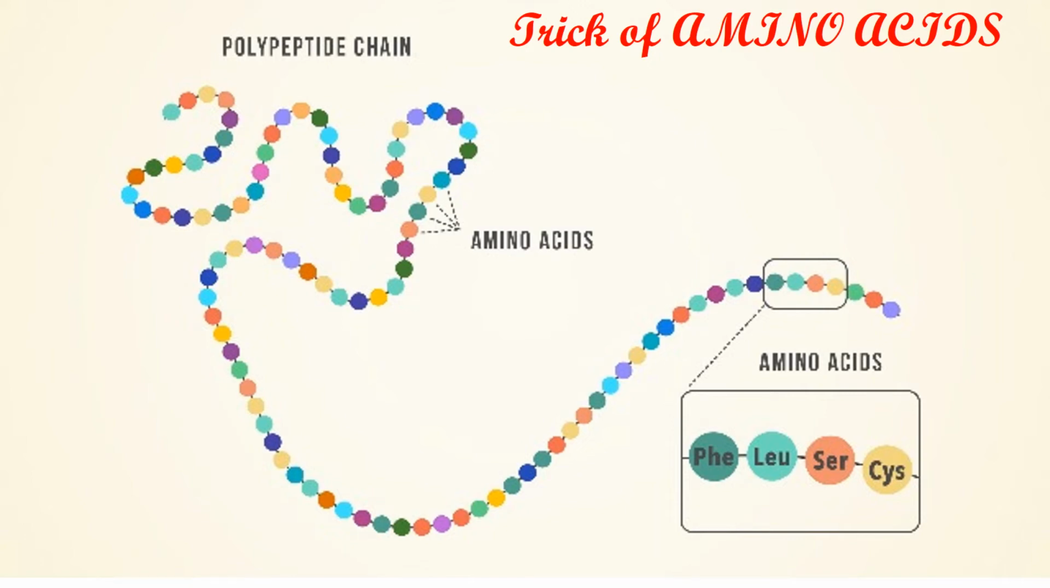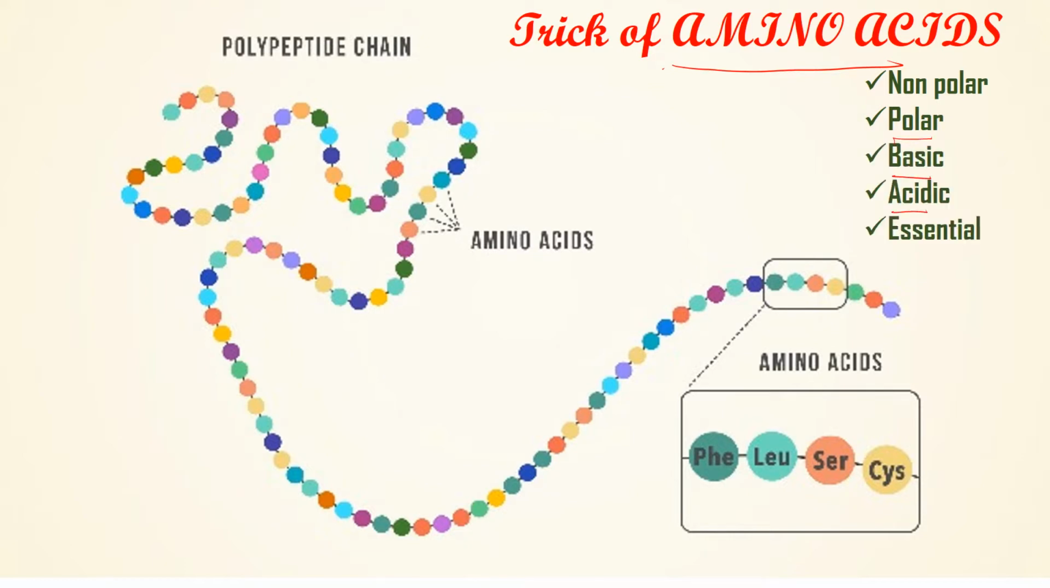In today's video we are going to learn about the tricks of amino acids. Amino acids are very important for many examinations, for example NEET and CSIR NET, and there are various types of amino acids which we have to remember during the examination to answer the questions correctly. In this video we are going to discuss the tricks of non-polar amino acids, polar amino acids, basic amino acids, acidic amino acids, essential amino acids, as well as non-essential amino acids. So let's get started with the video.